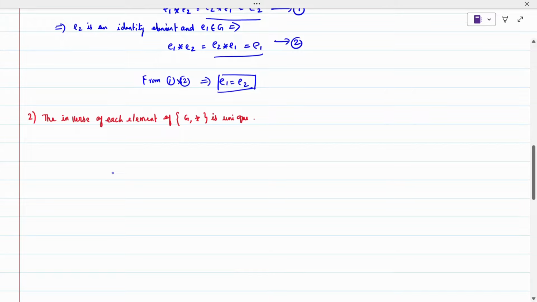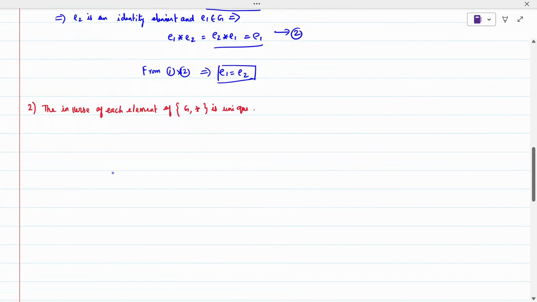Inverse also, it's unique, we have to prove. Inverse means it's nothing but what it is. There we have taken A inverse. So I will use some other element so that you will not get confusion at all. So let B and C are the inverse. Because already A is given in the question. A belongs to G. Everyone knows it belongs.